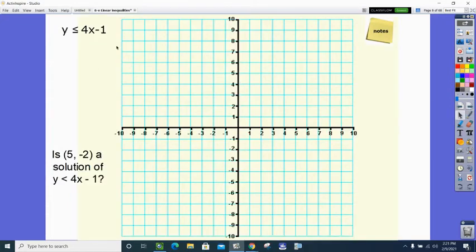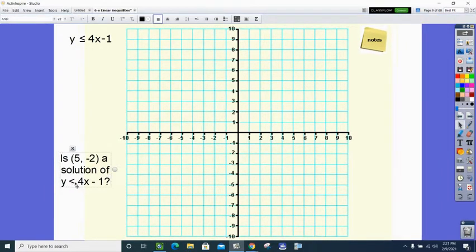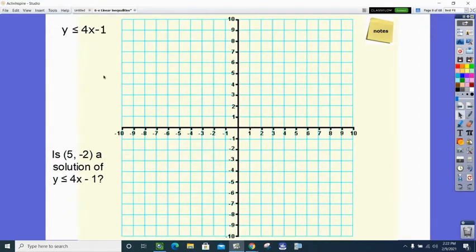Okay, so the first thing we're going to do right now is I'm going to ask you to graph this one, and we're going to answer the question, once you finish graphing this inequality, is 5, -2 a solution of this inequality? And I apologize, that should be a less than or equal to. So I'm going to fix that, and you're going to start by going ahead and graphing this one. And the question is going to be, is this good or not?